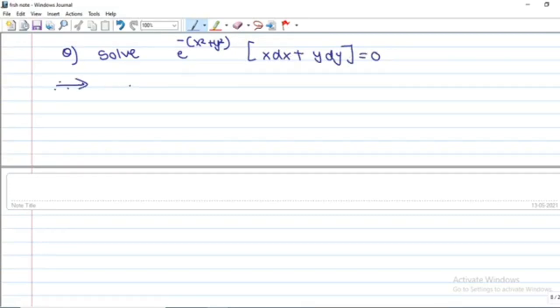What you have to do in this type of problems, multiply it. If you don't multiply, then you will get stuck. So x e power minus x square minus y square into dx plus y into e power minus x square minus y square dy should be equal to 0.